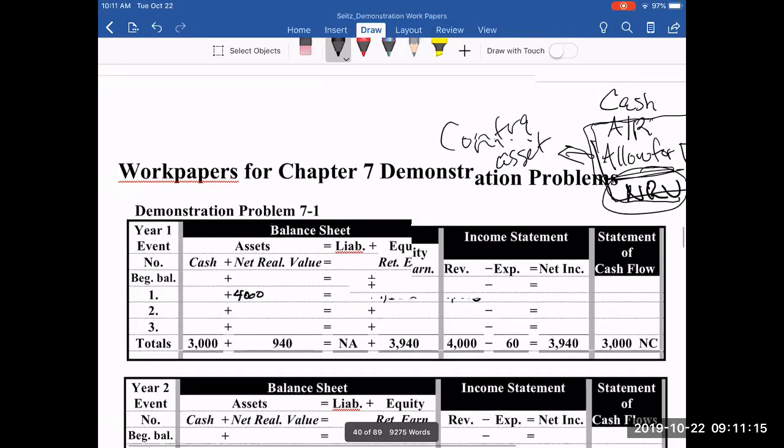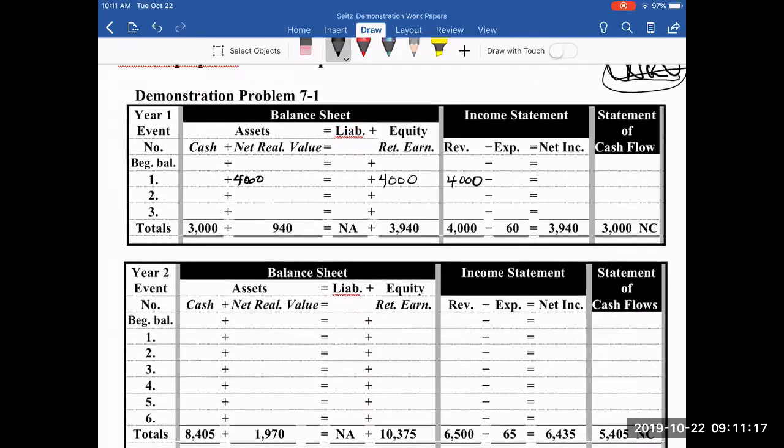So $4,000 can be recorded. That's owed to us because we actually performed the services. So that increases our net income by $4,000. But what that does not do is affect our cash flow. We didn't receive any cash. So notice there's no cash flow. Event 2, collected $3,000 cash from accounts receivable.